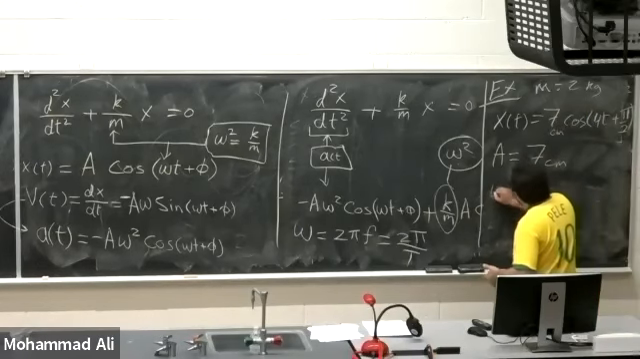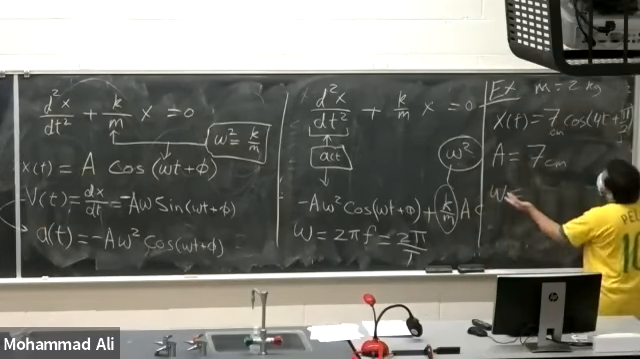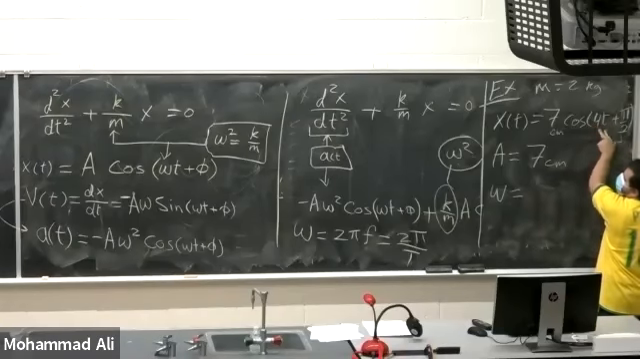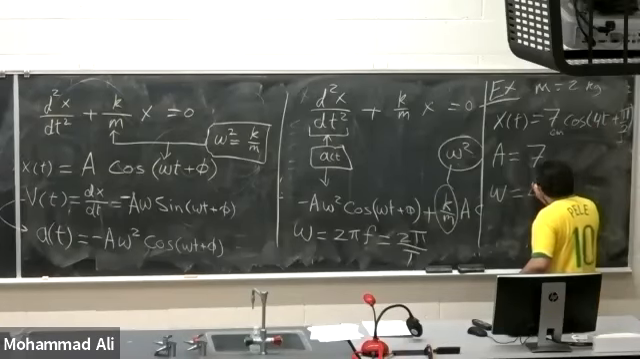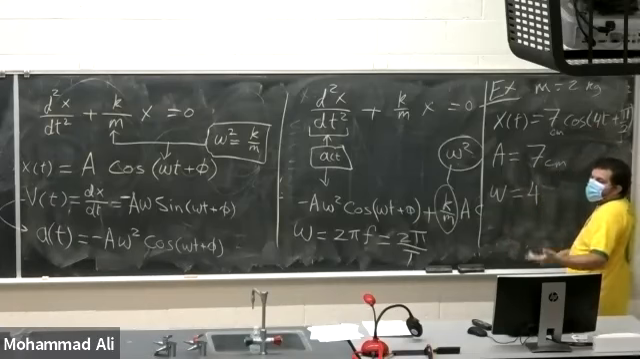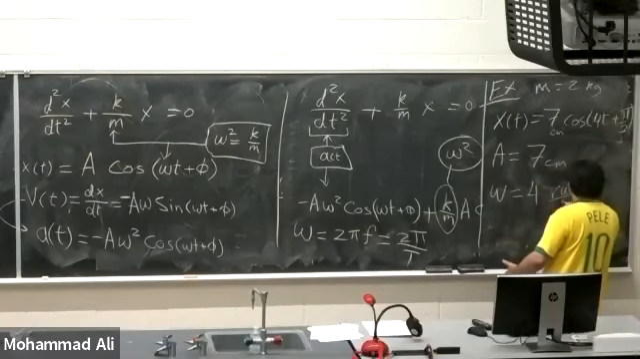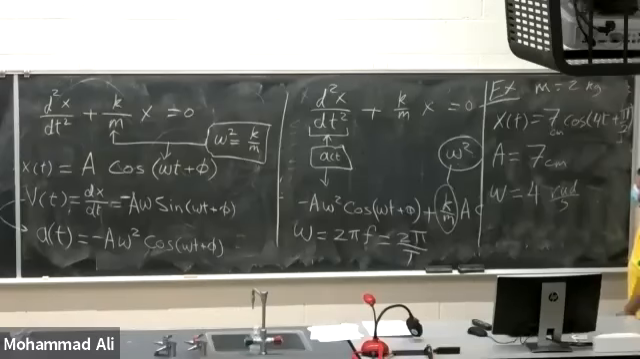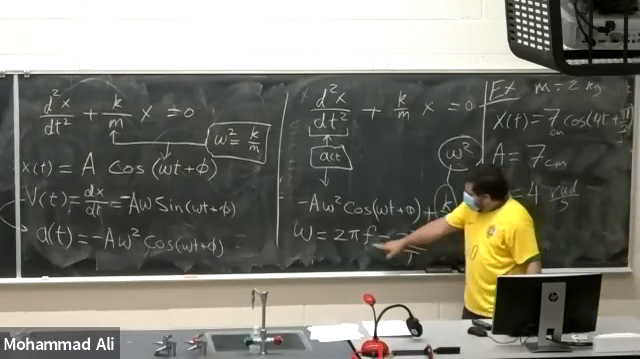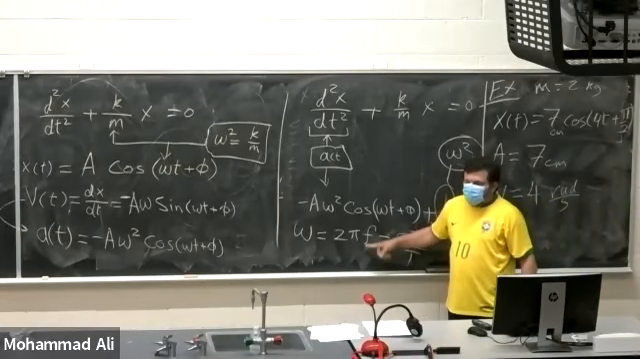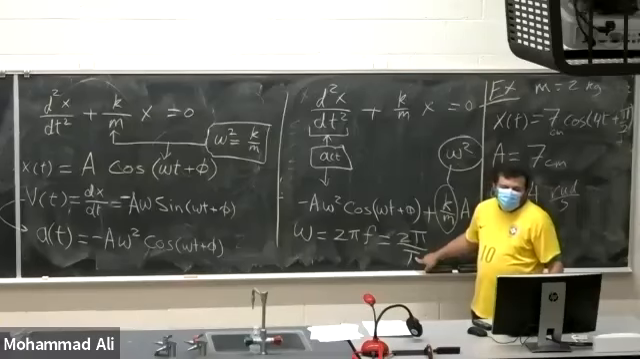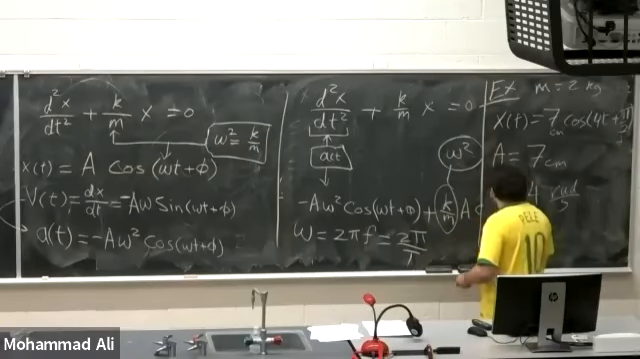How much is omega? We know that omega t is 4t, so omega is 4. What is the unit for omega? It is radian per second, the angular velocity. From omega, look what I can find: the frequency. Also, I can find the time period.